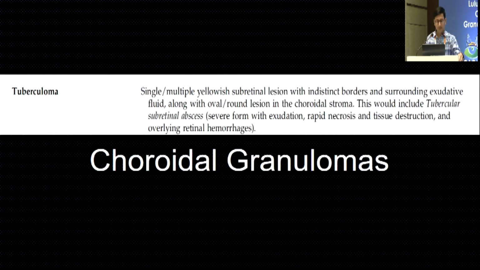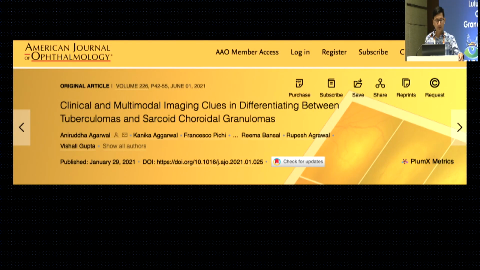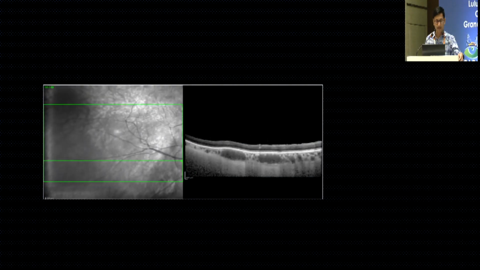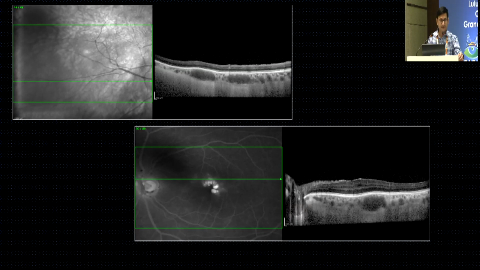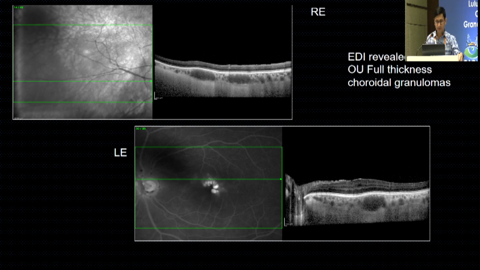Now, when you talk about choroidal granulomas, TB granulomas, of course, can present with a granuloma or a subretinal abscess, and subretinal abscesses are a form of TB where you have severe exudation, rapid necrosis, and destruction. Now, we did some work in PGI differentiating TB versus sarcoid choroidal granulomas, and you can realize that with the EDI OCT, you can monitor these granulomas very well. So, an EDI OCT passing through the granuloma can show you the entire extent, the anteroposterior as well as the lateral extent of the granuloma.